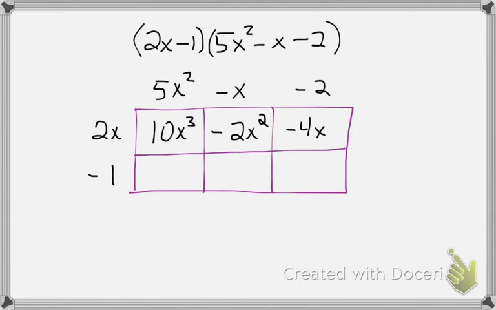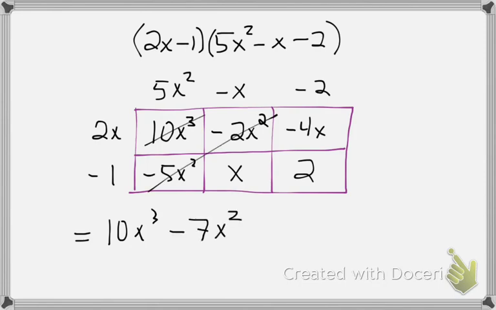Next, negative 5x squared. Next, positive x, very good. Negative times negative is positive. And finally, positive 2. So when we add them up, because the total area is going to be the sum of all these little areas, we just have the 10x cubed. Got it. We've got minus 7x squared. We've got minus 3x and 2.